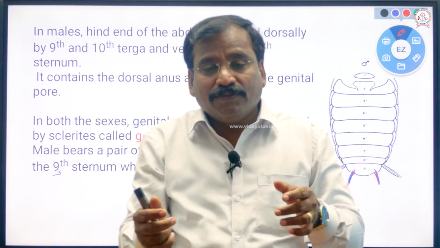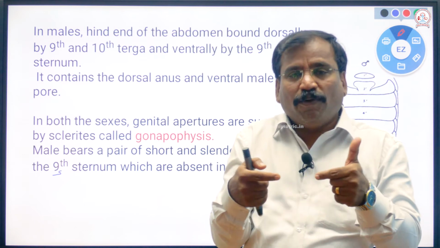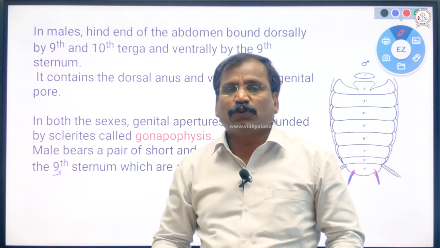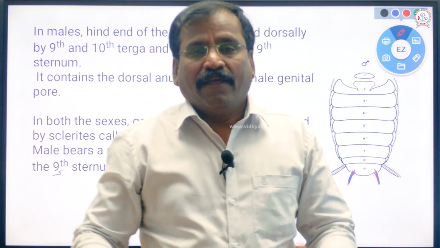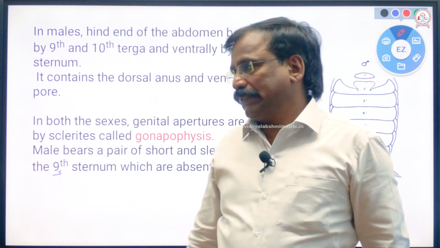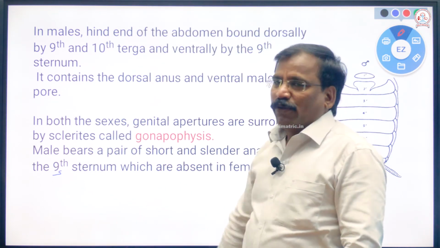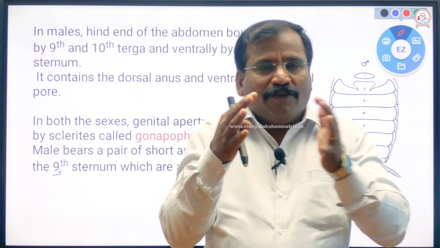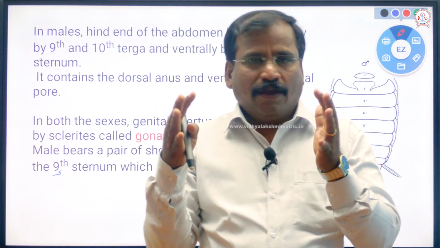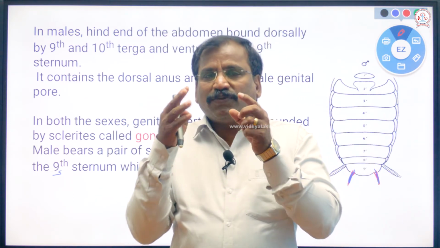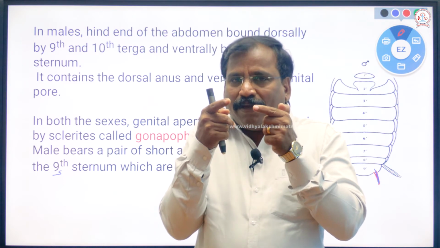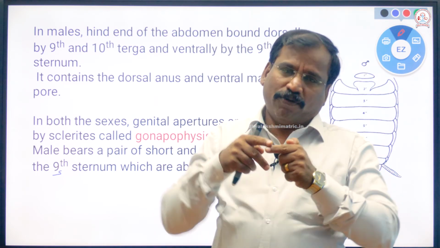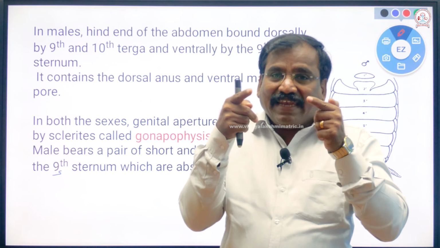It is a copulatory organ that helps in the transfer of spermatozoa into the female reproductive tract. That is the anal style. Understood? Do not confuse the anal style, no confusion. The anal style is only found in the male cockroach, and it arises from the 9th segment.